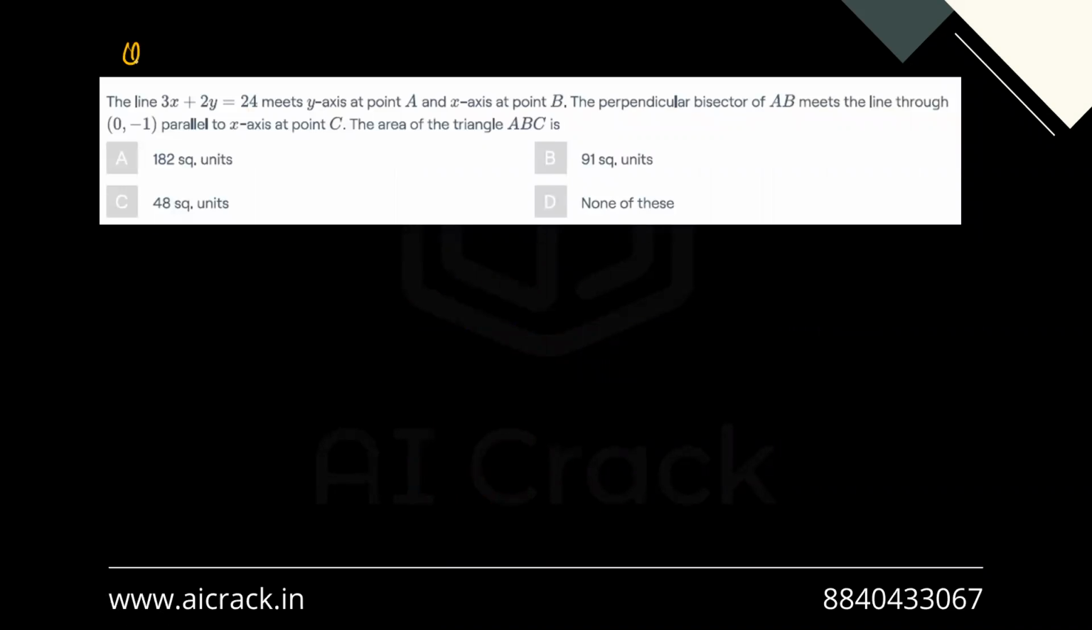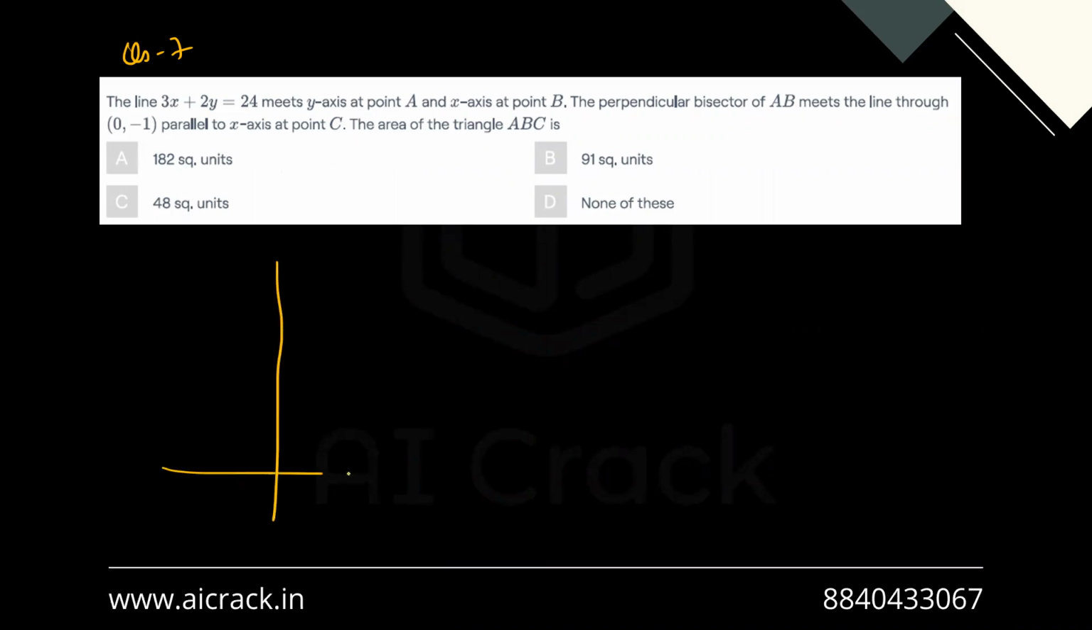Now let's look at question number 7. The line 3x + 4y = 24 meets the y-axis at point A and the x-axis at point B. The perpendicular bisector of AB meets the line through (0, -1) parallel to the x-axis at point C. The area of triangle ABC is, okay.